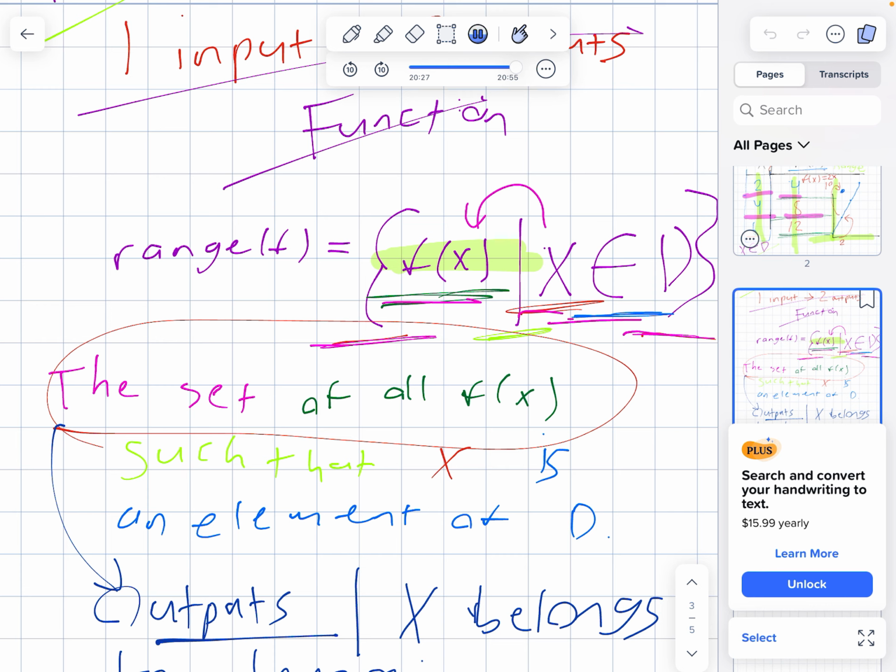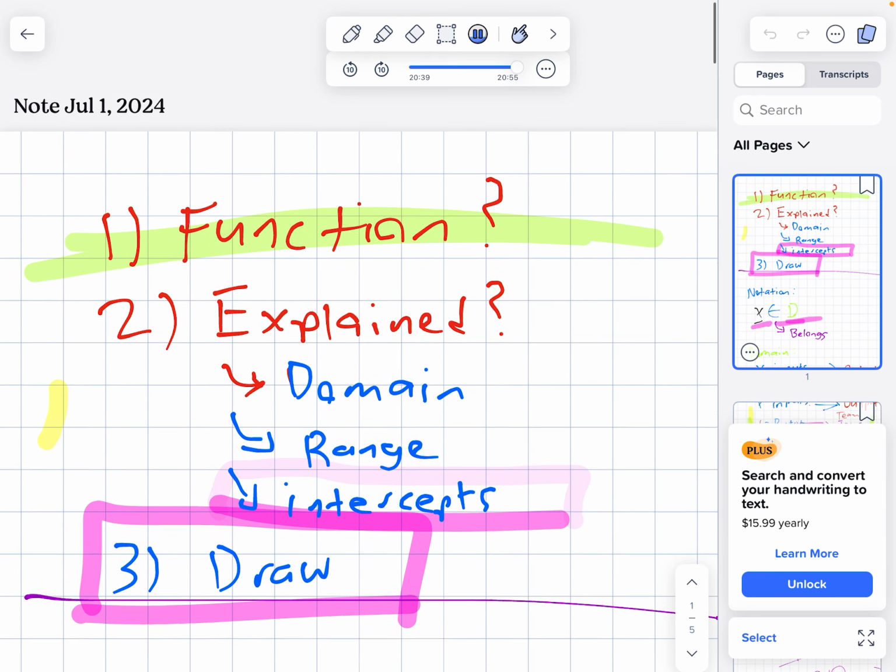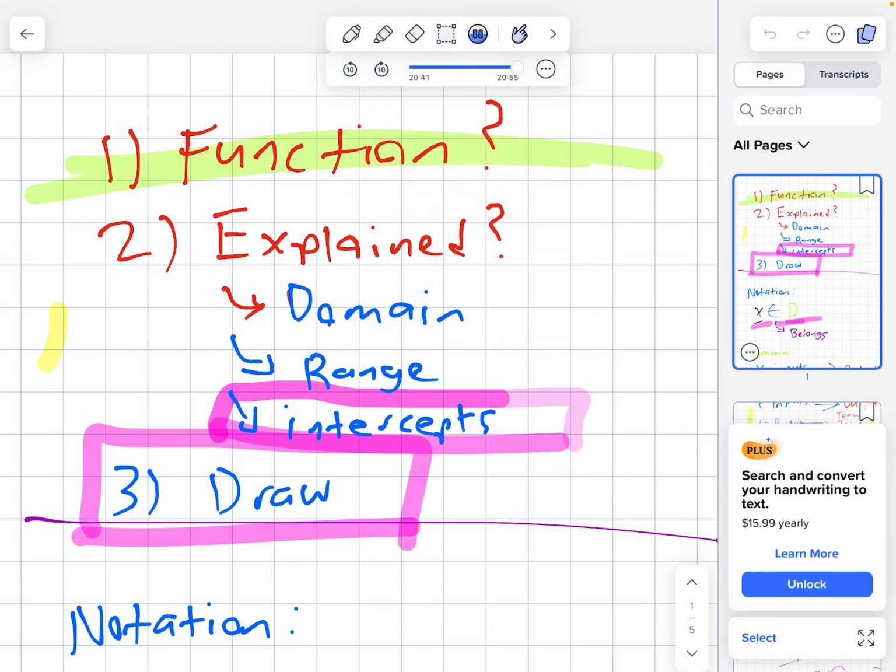And drawing, I will leave for another video. We did get to a little bit of drawing. Intercepts we didn't get to. Let's put a box around that to say we need to get to that. But intercepts, I hope you're familiar with by this stage in your mathematical career.